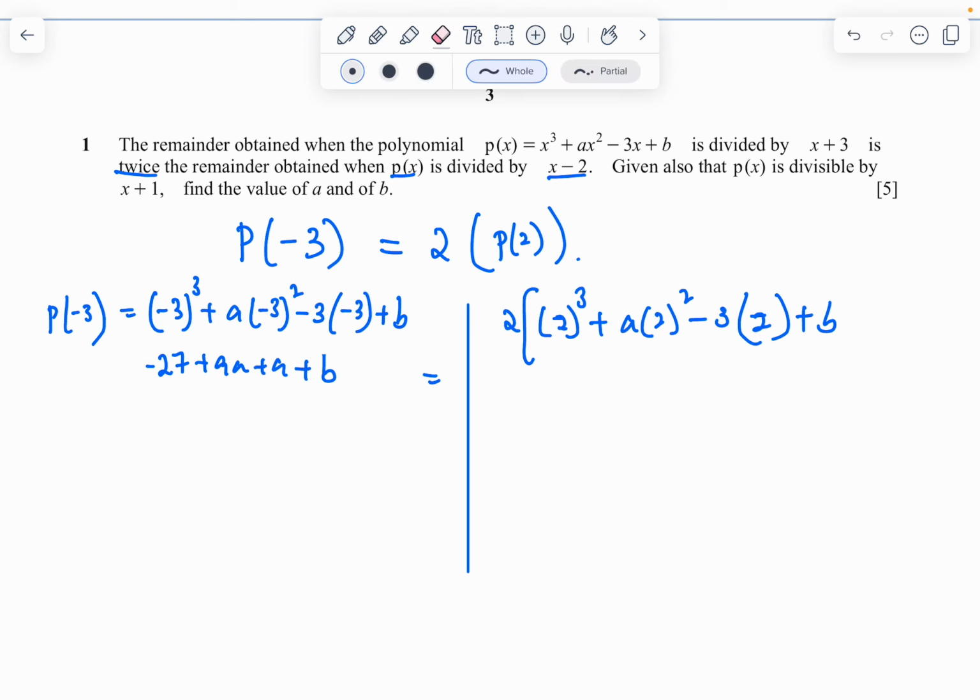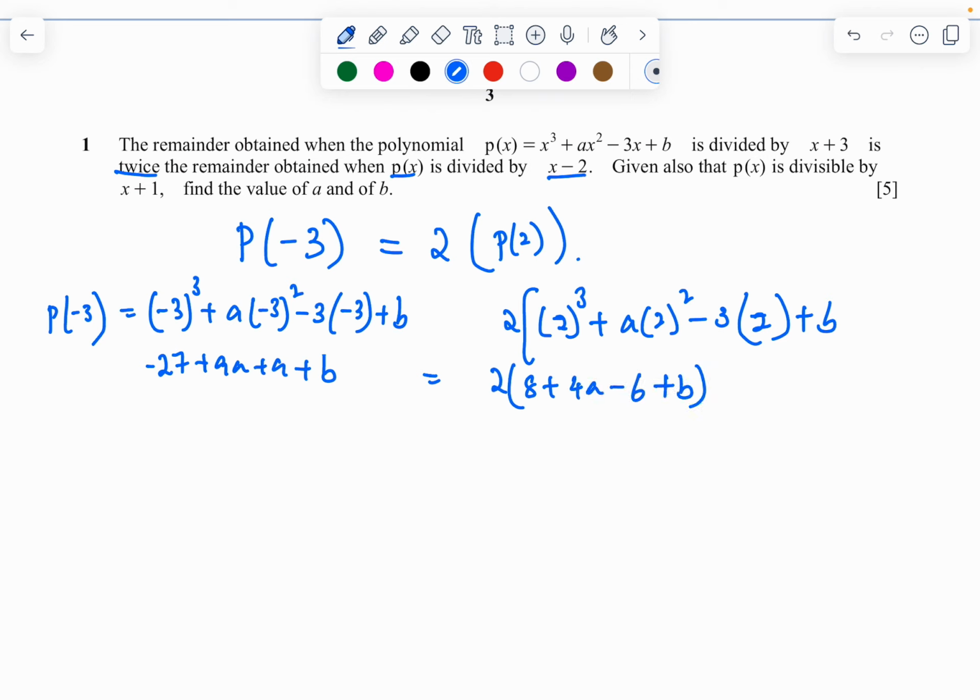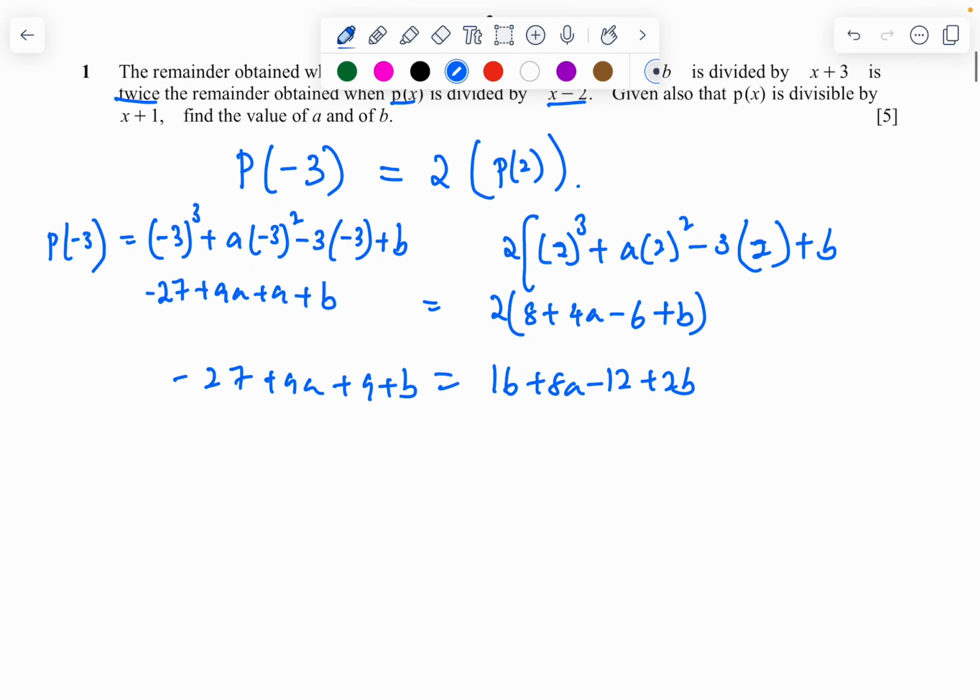So when you simplify this, you will get 2 times 2 cubed is 8 plus 4a minus 6 plus b. When you expand this, it becomes 16 plus 8a minus 12 plus 2b equal to negative 27 plus 9a plus 9 plus b. So you put them together, then you will get a minus b is equal to 22. So this is the first equation.